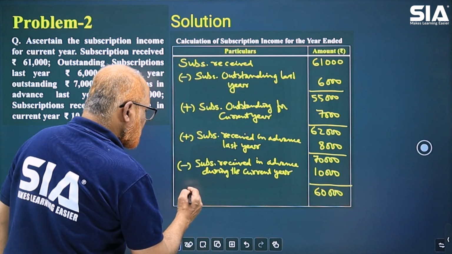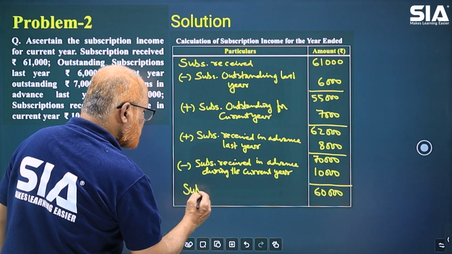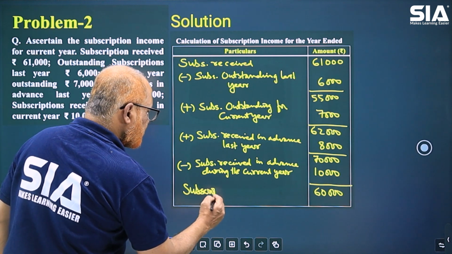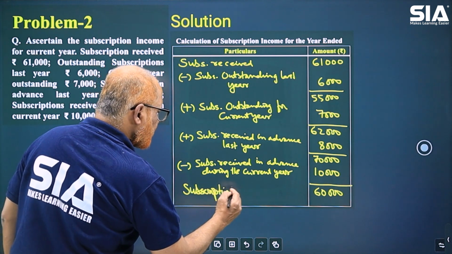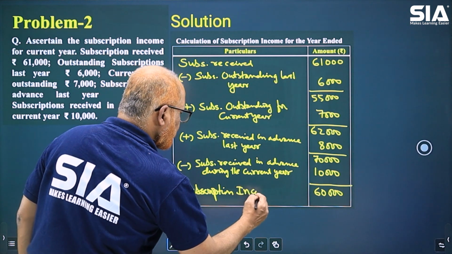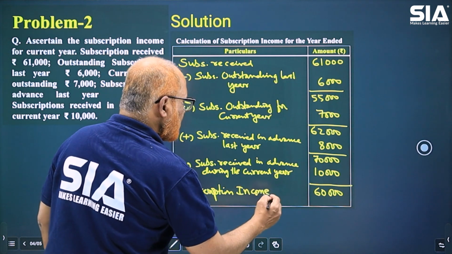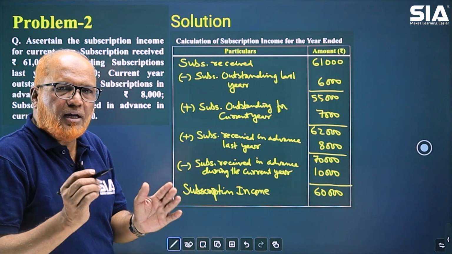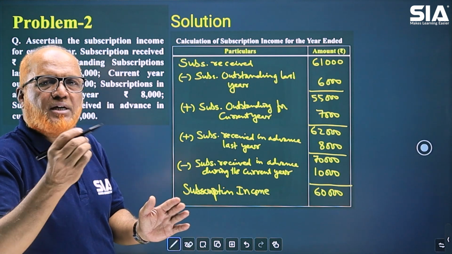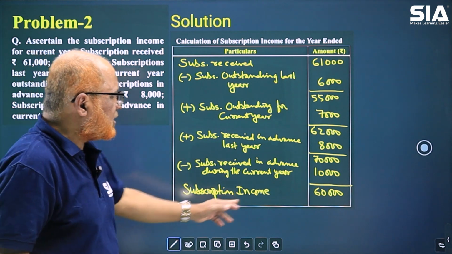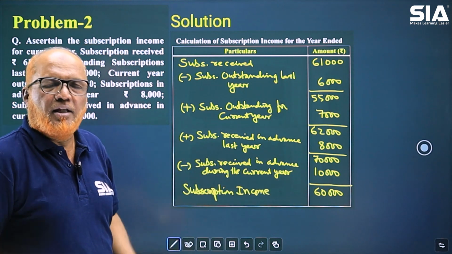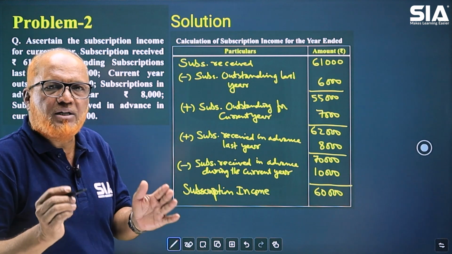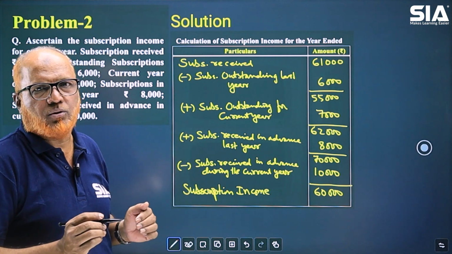What is this 60,000? Subscription income of the current year. So in the current year income and expenditure account, on the income side we take subscription income, 60,000. This is the method of adjusting the subscription account.